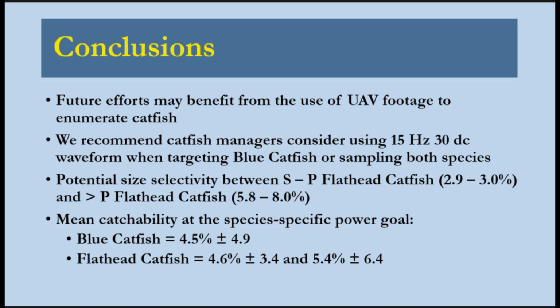So overall, based on what we saw in the ponds off this one field season, I was really surprised with the UAV footage, how crisp and clear it can be, especially for just counting fish. And as technology improves, maybe even measuring and counting fish might be a useful tool to avoid dip net selectivity or something like that. We recommend that catfish managers, most are already using 15 pulses per second, but based on our data, perhaps if you are sampling both species, probably just go ahead and use 1530 for both. Maybe some size selectivity between the small and large flatheads. We didn't see it with blue catfish, but it still might be present. And then mean catchability, it kind of is right in line with past research, 0 to 10% variable.